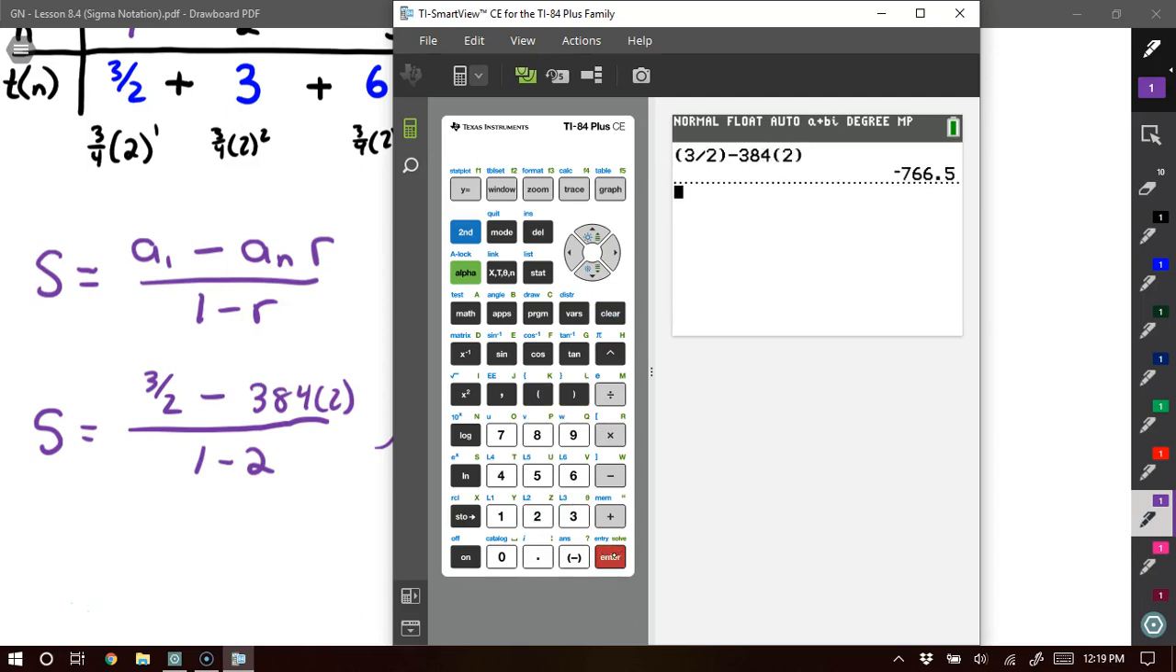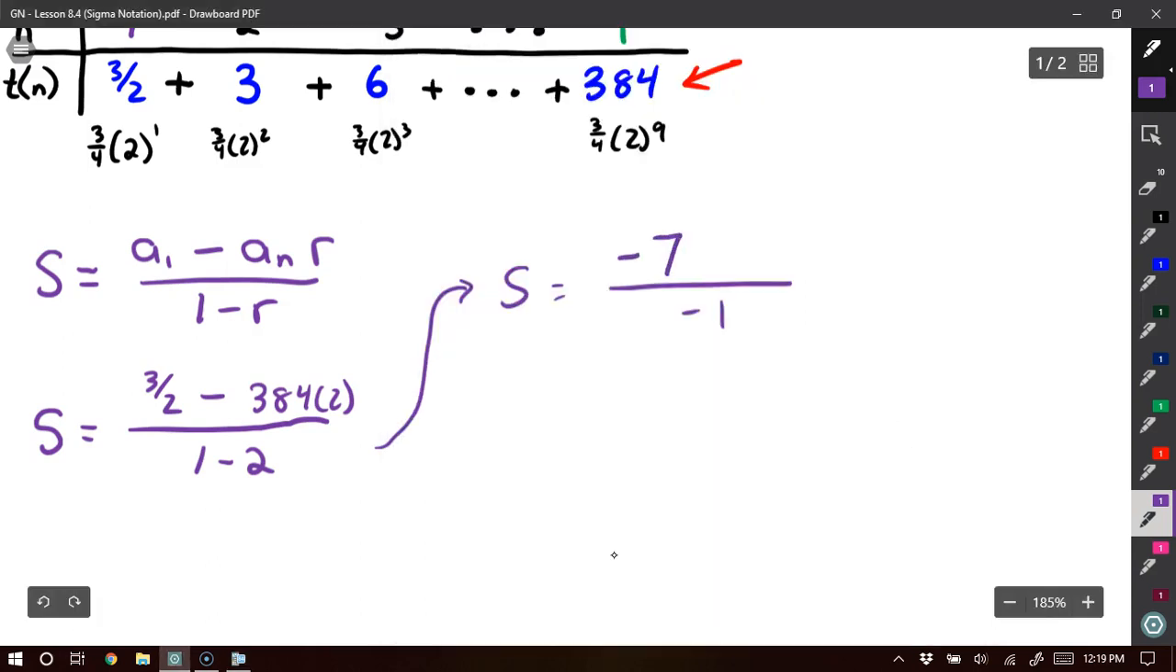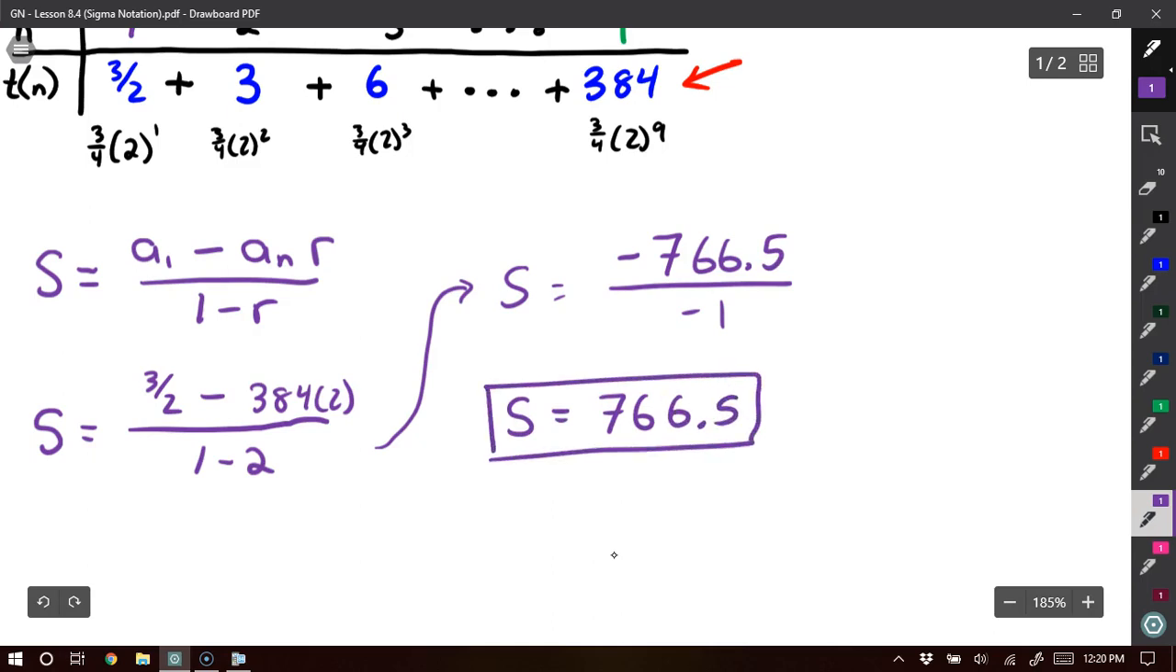So on the top, I have -766.5. And really, that's just changing the sign. So it's a positive 766.5. And that is your sum.